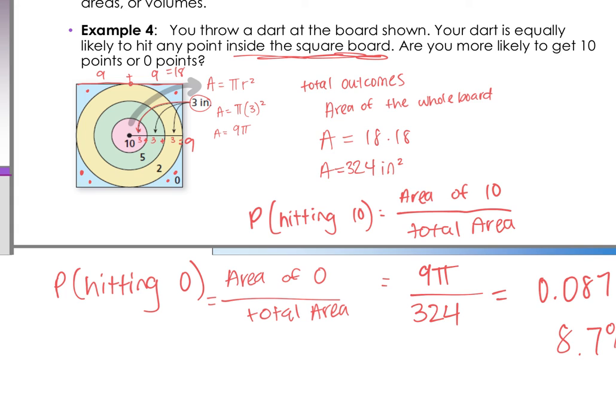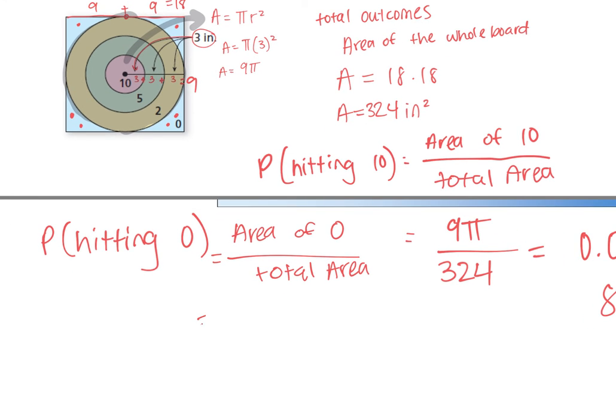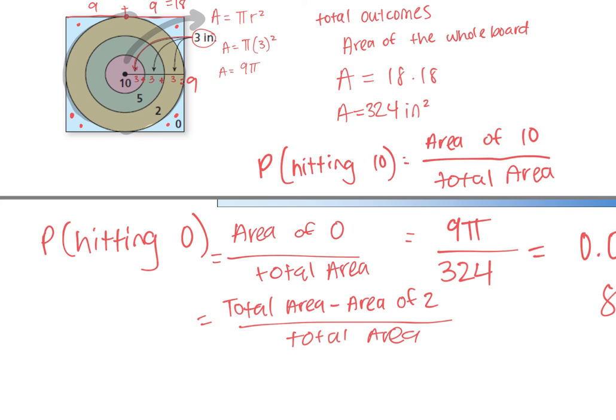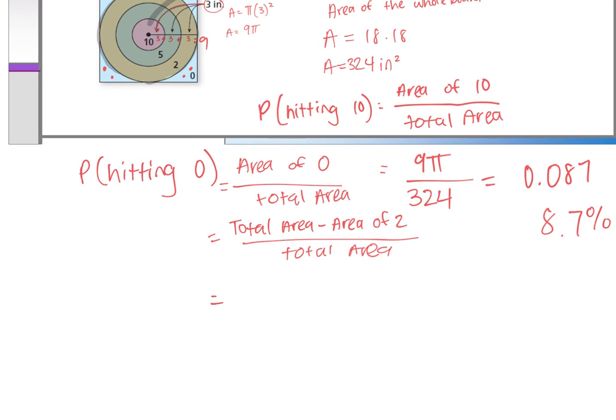Very good. If we subtract the area of this largest circle from the area of the whole board, that'll give us the region in blue. Do you guys see that? If I took away this region in black. So how we're going to set it up is it's going to be the total area minus the area of the 2 over the total area. We already know the total area was 324. We subtract the area of the 2, which would be pi.